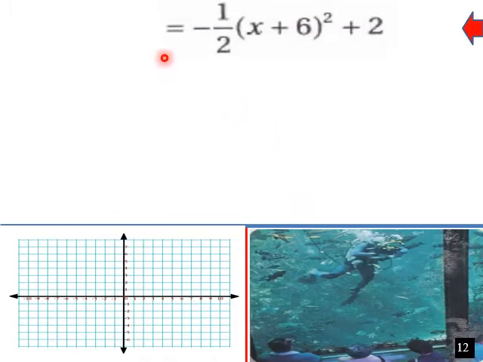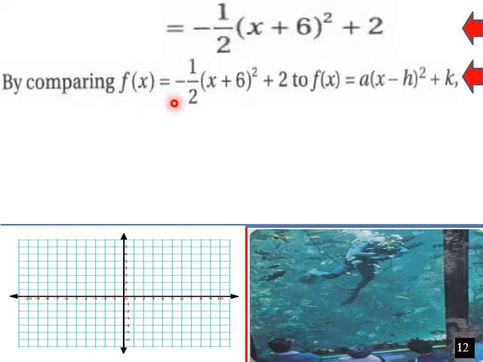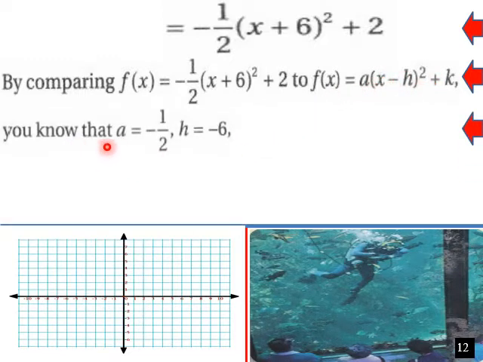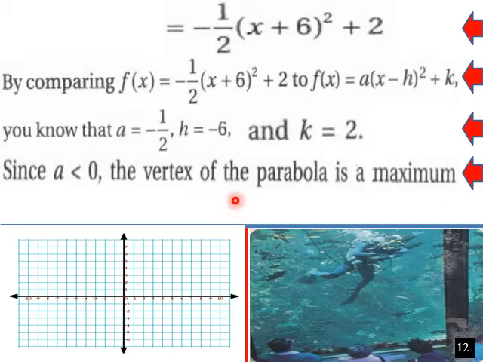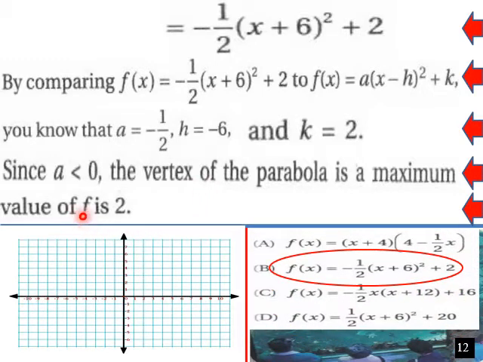So what we have is negative 1/2 times x plus 6 squared plus 2, which we compare with f of x equals a times x minus h squared plus k. Our a would be negative 1/2, our h would be negative 6, and k would equal 2 in this situation here. Since a is less than 0, the vertex of the parabola is a maximum, and the maximum value of f would be 2. So it would be this one here. It would not be this.